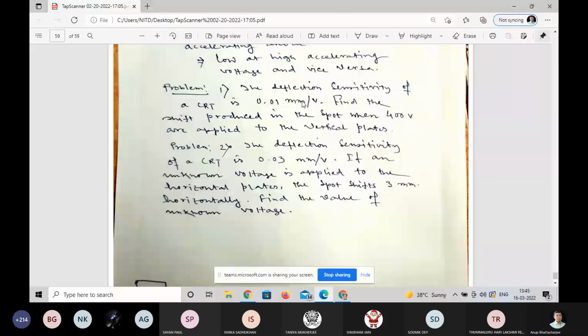100 volts. Sir, please share this PDF in MS Teams. Yes, sir, I shall share. Please share all the PDFs.